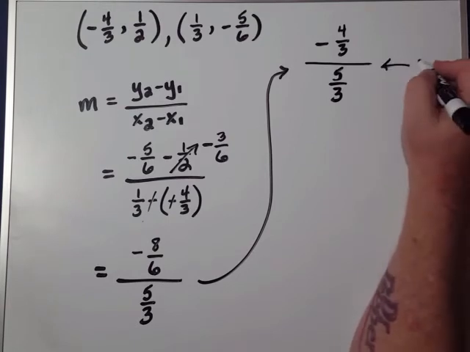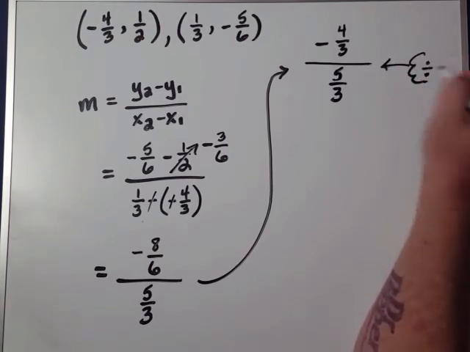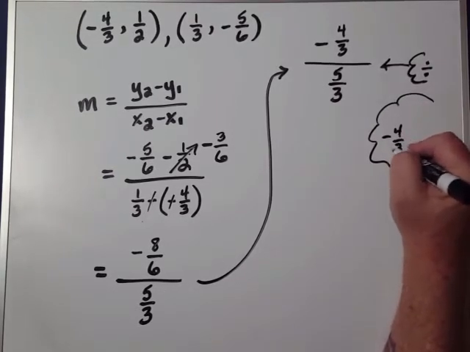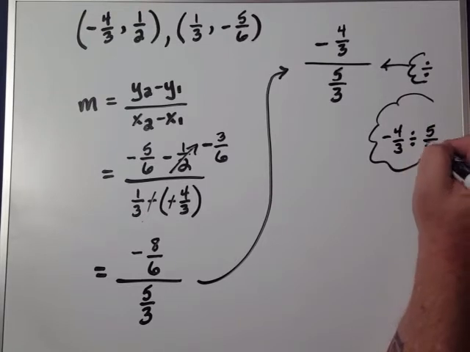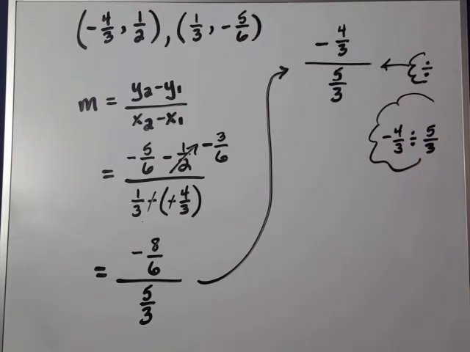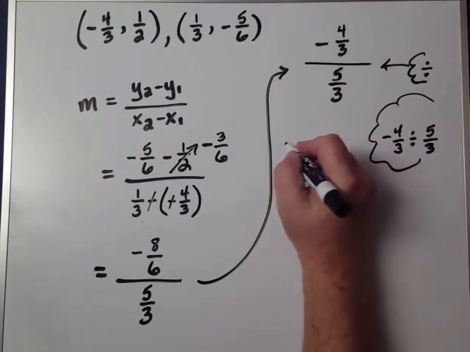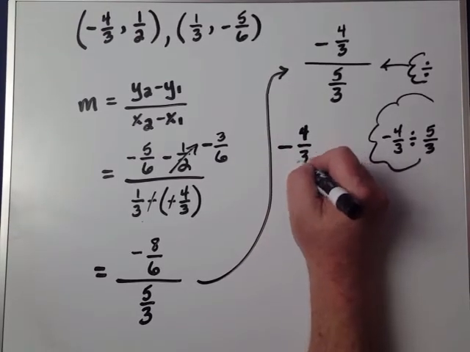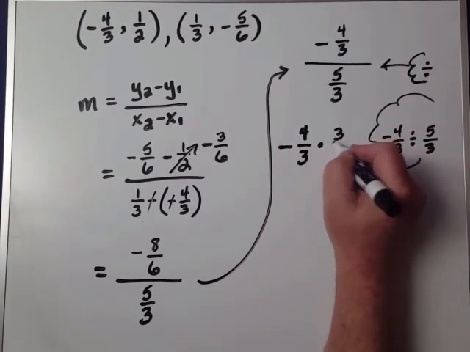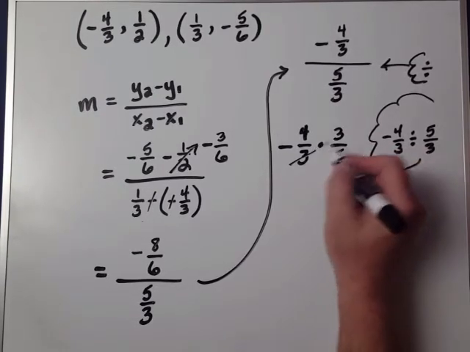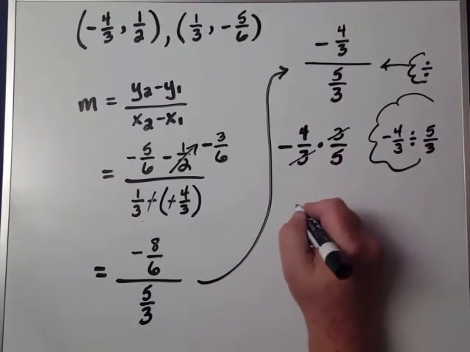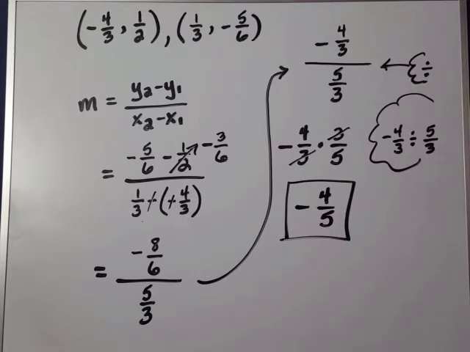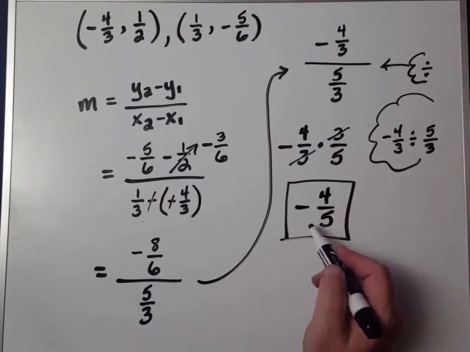Now, this big fraction bar, it's just a division sign, right? In other words, this is simply negative 4/3 divided by 5/3. How do you divide fractions? Flip and multiply. Leave the first fraction alone. And instead of dividing by the second fraction, flip and multiply. Multiply by its reciprocal. Now that we're multiplying, we can cross cancel. And finally we get negative 4/5. Negative 4/5. So as we expected, it does have a negative slope.